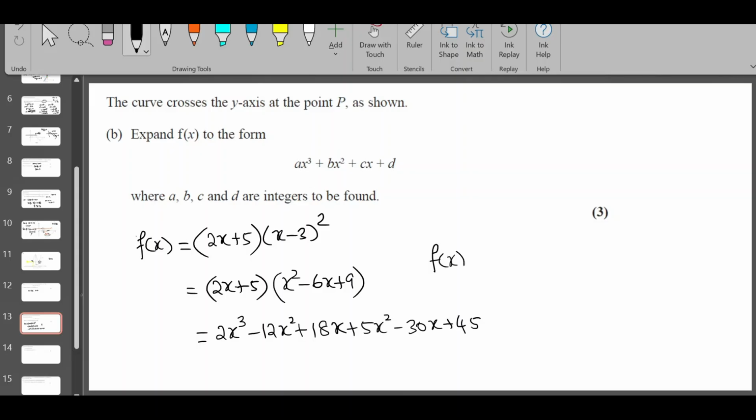So f of x is, simplify the like terms, 2x cubed. Oh, sorry, why am I simplifying x and x square? Minus 12 and 5 is minus 7x square. And then 18 minus 30 is minus 12x plus 45. That's all. You don't have to write A, B, C, D separately. Just write this.